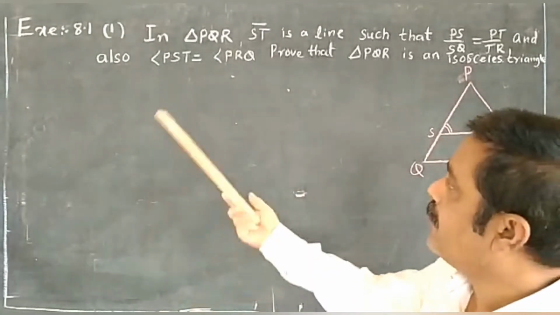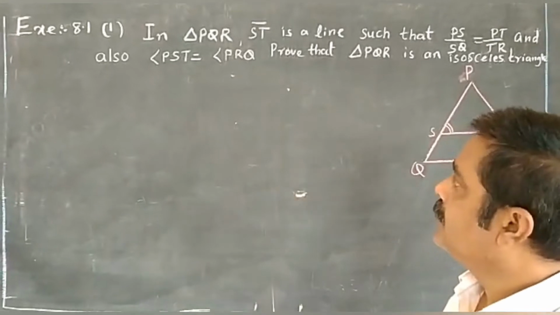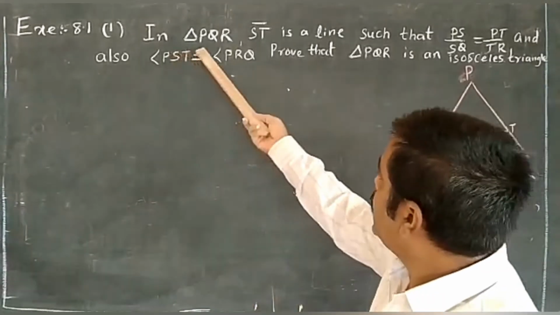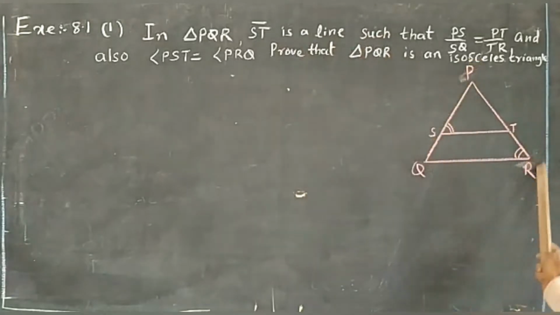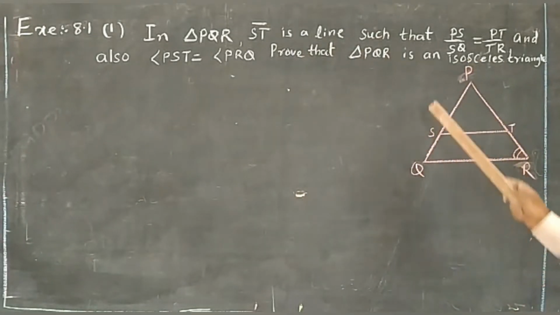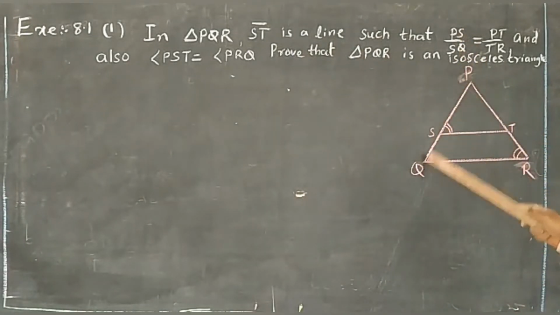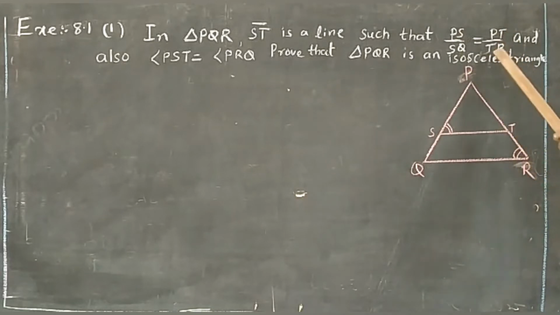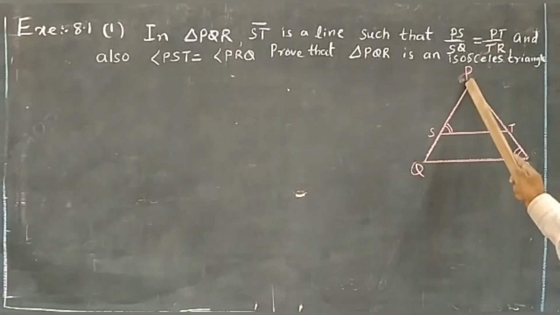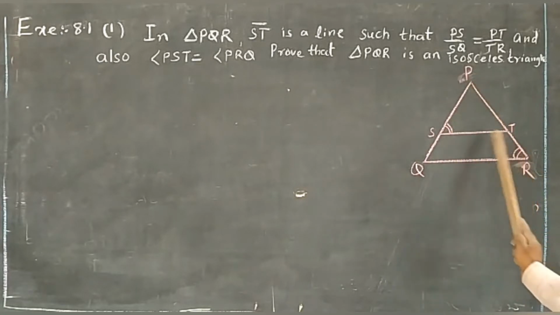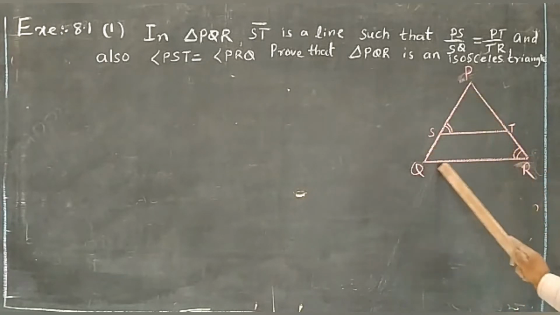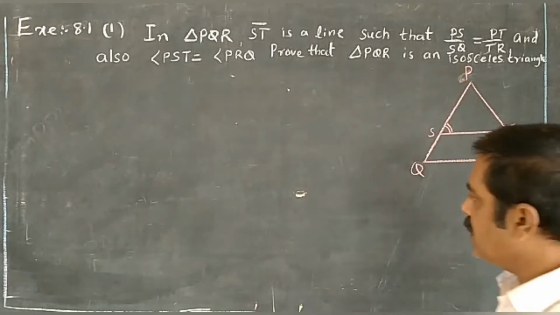Similar triangles, exercise 8.1. First question. See this. In triangle PQR, ST is a line such that PS by ST is equal to PT by TR. And it is also given that angle PST is equal to angle PRQ. These two angles are equal. It is asking to prove this triangle is isosceles.